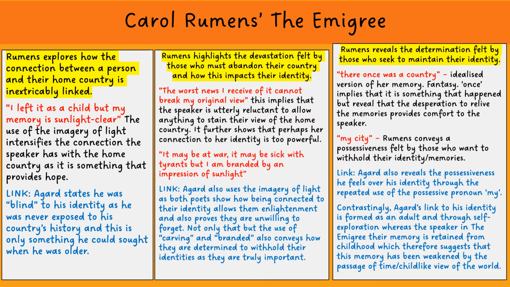We've got the use of "my city." So again, we've got this possessiveness to hold and maintain identity and memories, and we can link that again to Agard's poem with that sense of possessiveness through the possessive pronoun "my." Okay, it's repeated throughout the poem. Contrastingly though, Agard's link to his identity is formed as an adult and through self-exploration, whereas the speaker in The Emigrée, their memory is retained from childhood, which therefore suggests that this memory may have been weakened by the passage of time, or their memory is a childlike view of the world, so therefore maybe not that reliable.